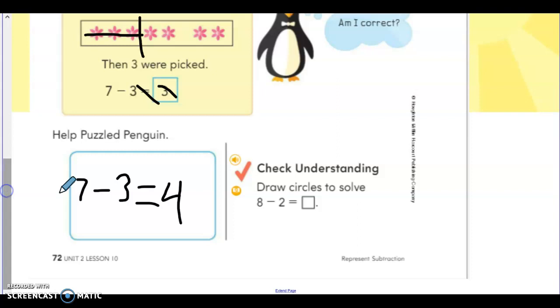All right. Last, here we have check for understanding. Draw with circles to solve. 8 minus 2 equals unknown. So you're going to draw your 8 circles. You're going to break it apart, cross off the 2, and find out what's left, and put that right here. Okay?